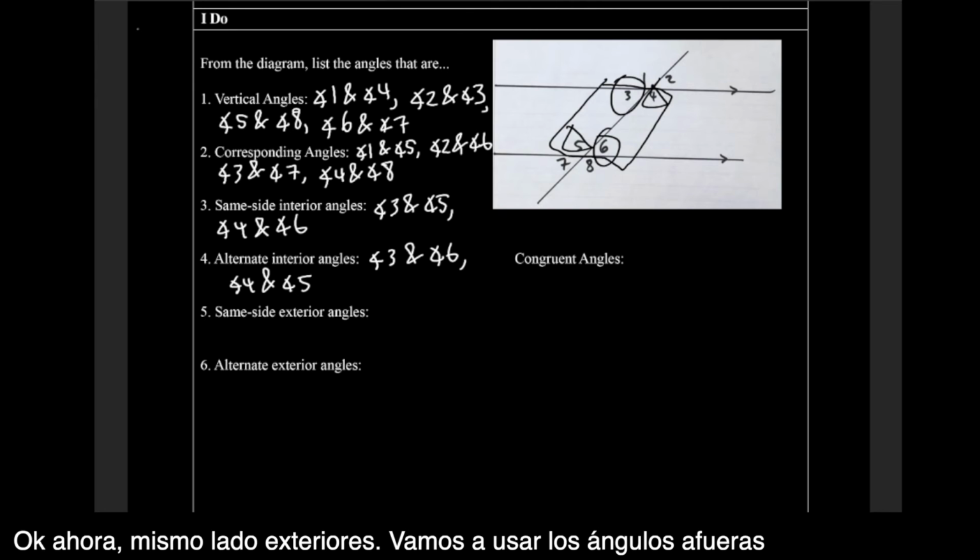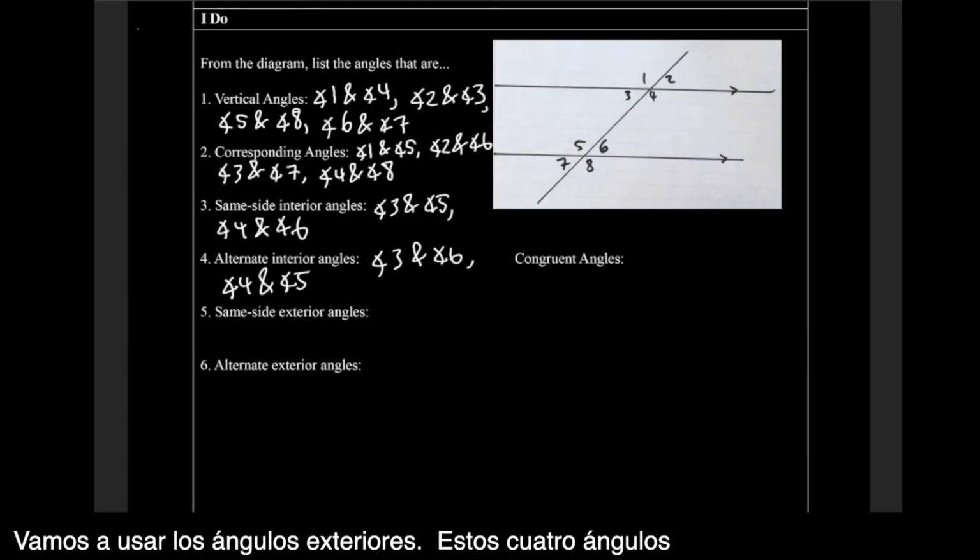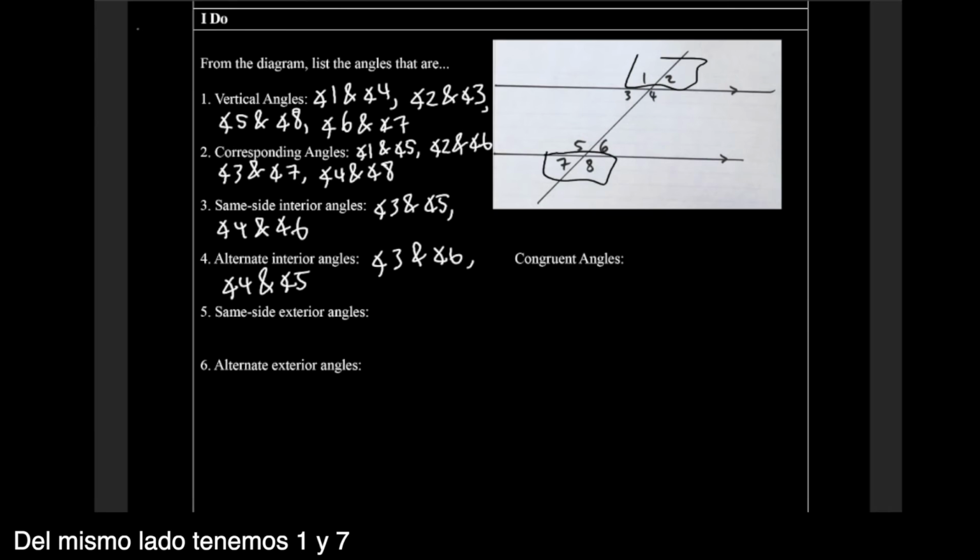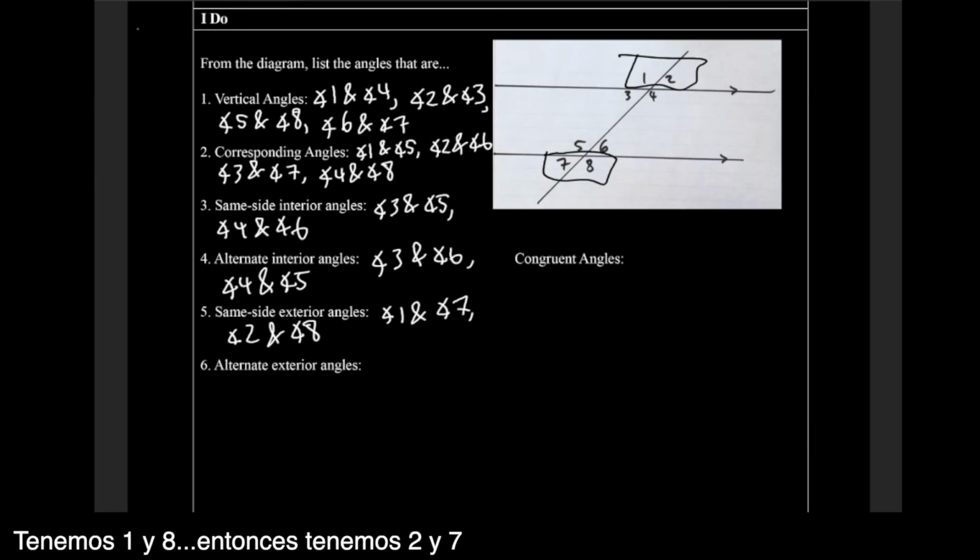Great. Same side exterior. Now we're looking at the ones that are outside. So let's look at the exterior angles. We're looking at these 4. Same side, we have 1 and 7. Then we have 2 and 8, on the right-hand side. Now alternate. We got 1 and 8. And then we have 2 and 7.